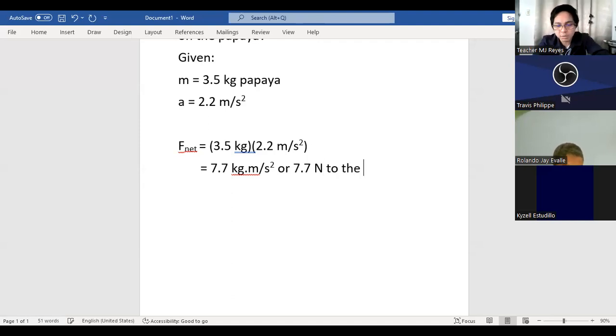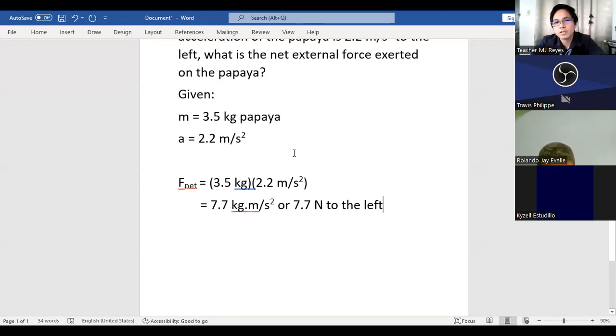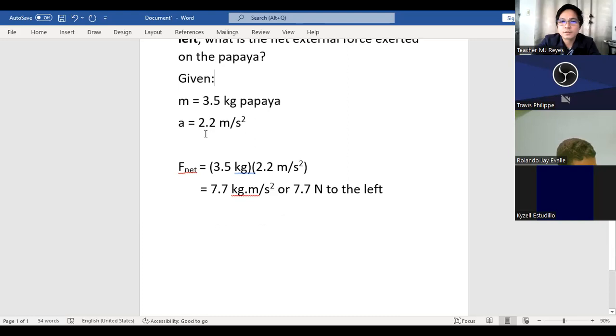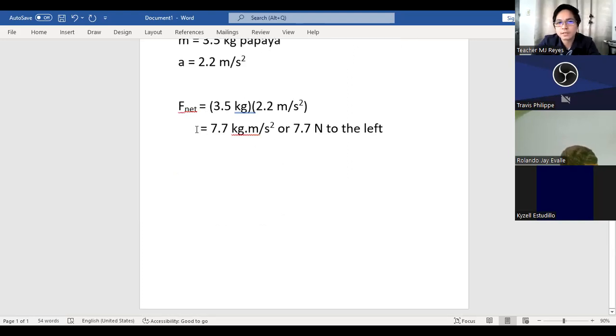Is it towards the left? Of course, because this is a vector quantity, so it has a direction. So the net external force is actually 7.7 Newton towards the left, because again, the direction is towards the left. So the result, if you calculate the net external force, is 7.7 kilogram meters per second squared, or 7.7 Newton. That's the correct answer.